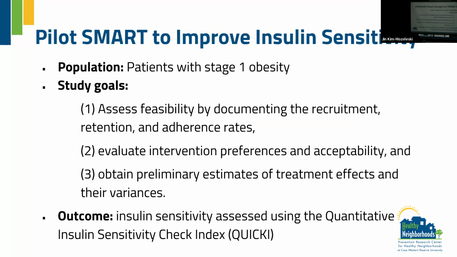Okay, so this first study was a pilot SMART to improve insulin sensitivity. The population was people with stage 1 obesity. This was a pilot study, so their goals were really not to identify the DTRs. It was more to assess feasibility, look at patient preferences, and then get preliminary estimates. Their outcome was insulin sensitivity assessed using the Quantitative Insulin Sensitivity Check Index, or QUICKI.